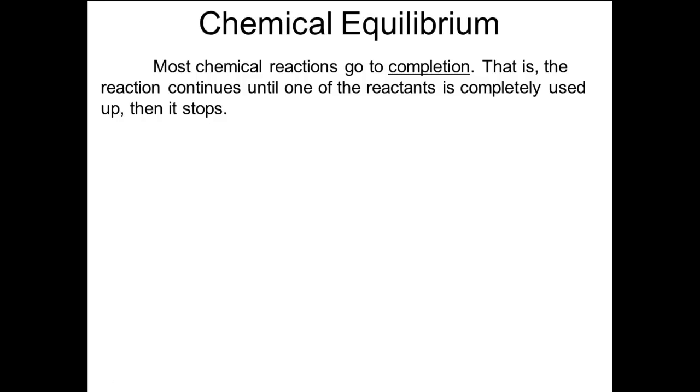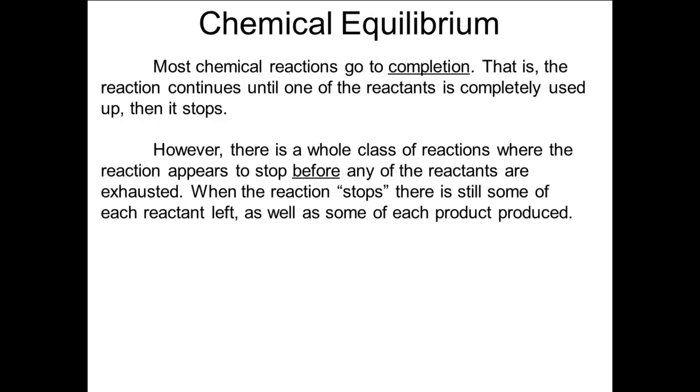Chemical equilibrium. For most normal reactions, ones that go to completion, when we examine the contents of the reaction vessel after the reaction has stopped, we find all of the products present and all but one of the reactants present. This one reactant that is no longer present is the limiting reactant. The reaction stops because we no longer have that reactant.